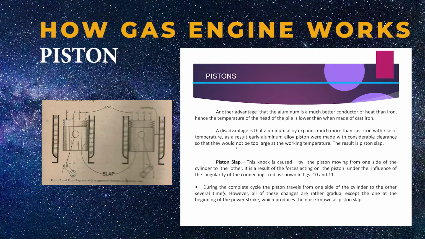It is a result of the forces acting on the piston under the influence of the angularity of the connecting rod, as shown in figures 10 and 11. During the complete cycle, the piston travels from one side of the cylinder to the other several times. However, all of these changes are rather gradual except the one at the beginning of the power stroke, which produces the noise known as piston slap.